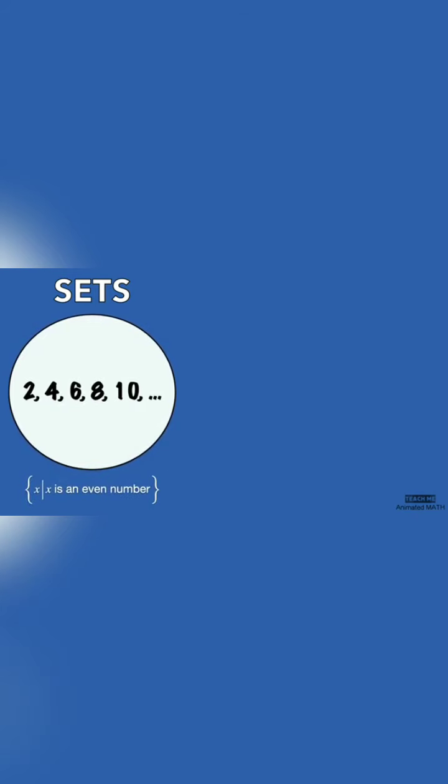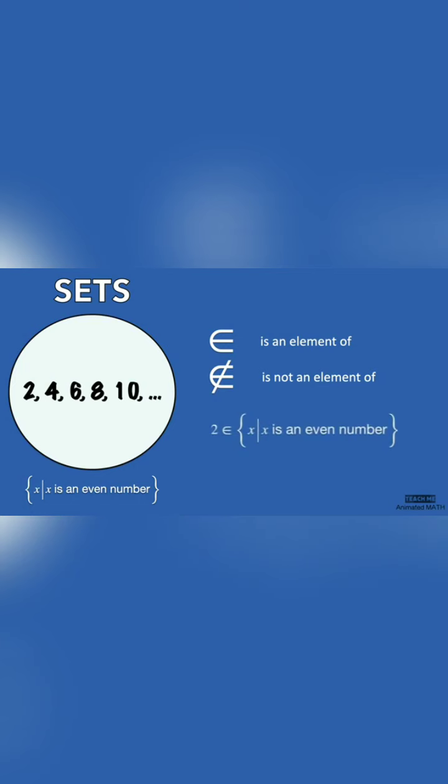When we refer to items that are members of a set, we use this symbol. This symbol means is an element of or is a member of. For items that are not members of a set, we use this symbol. This symbol means is not an element of or is not a member of. Take a look at how these symbols are used. 2 is an element of the set of even numbers, and 5 is not an element of the set of even numbers.